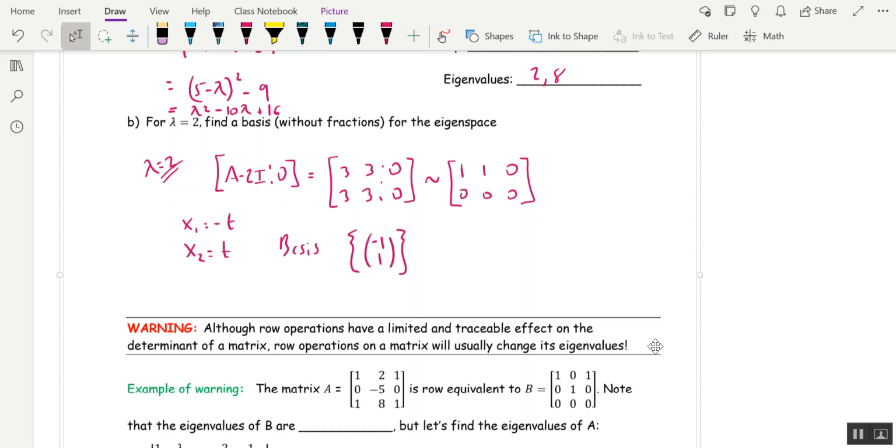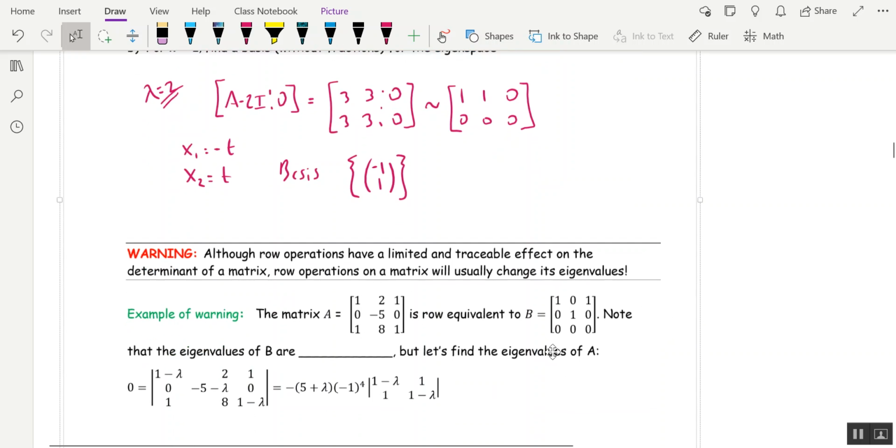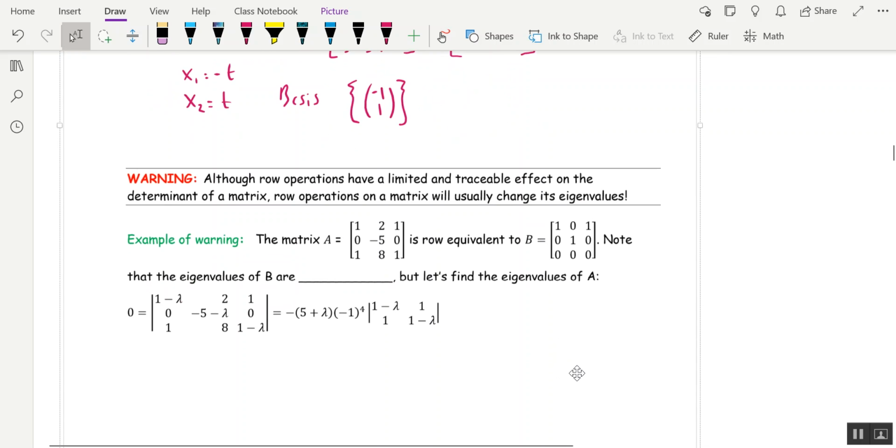And to show you that concrete example, here's a matrix A, and it's row equivalent to B. You'll just have to trust me on that, or you can do it out. But these two are row equivalent. I'm going to show you they have different eigenvalues. The eigenvalues of B, since B is triangular, we can read the eigenvalues right off the main diagonal. They're 1 and 0. 1 is a repeat eigenvalue.